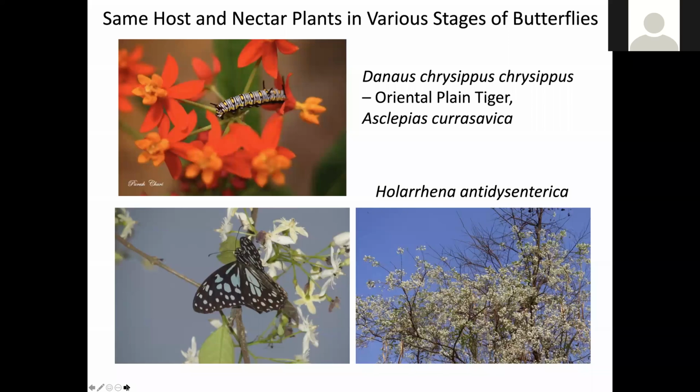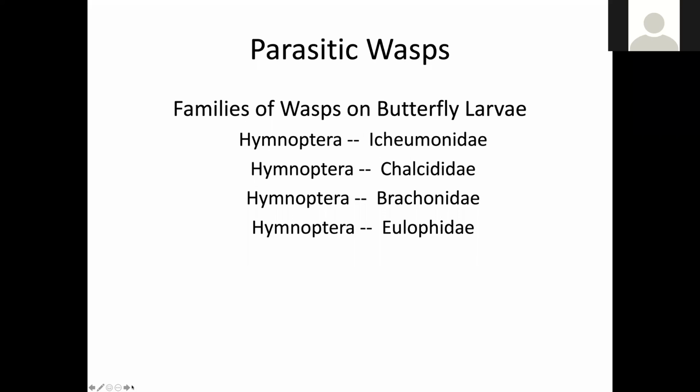Parasitic wasps. These are some of the parasitic wasp families on which butterfly larvae, on which parasitic wasps lay their eggs and complete their life cycle. So these are a few of the families which are reported on butterfly larvae. One is Ichneumonidae, second one is Chalcididae, third one is Braconidae, and fourth one is Eulophidae.